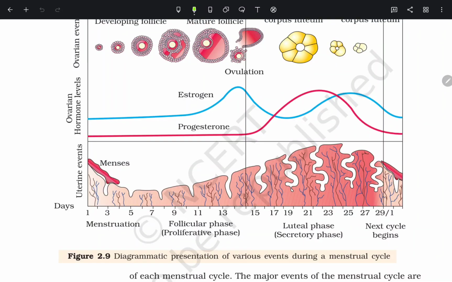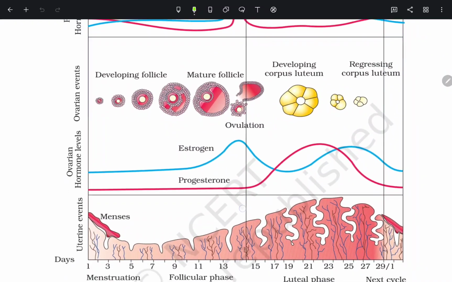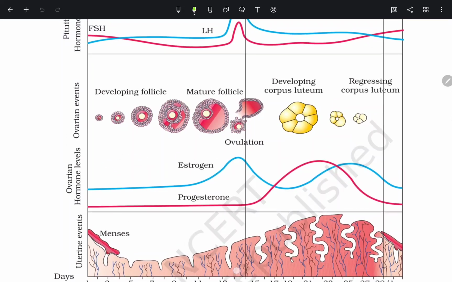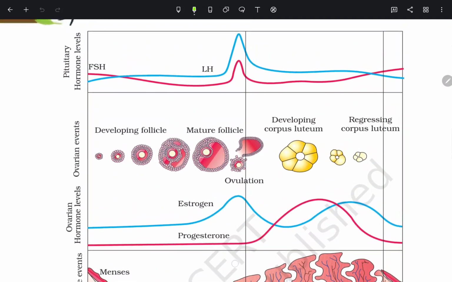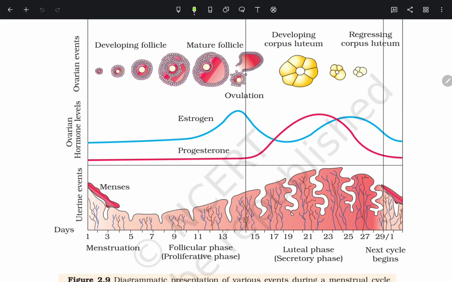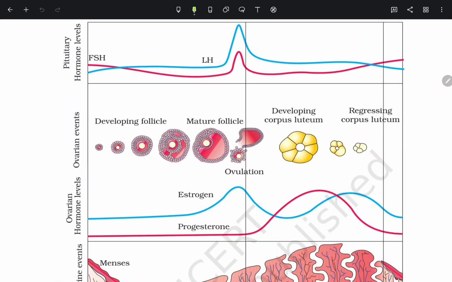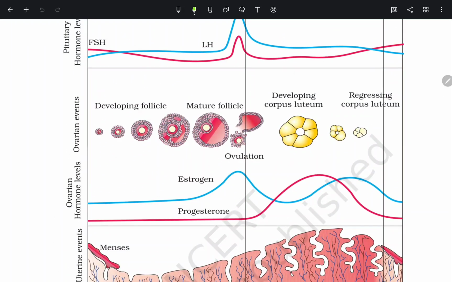This is a diagrammatic representation of various events during the menstrual cycle. Ovarian events: menstruation, follicular phase, luteal phase, next cycle begins. Developing follicles, mature follicle, ovulation at day 14, developing corpus luteum and regressing corpus luteum.